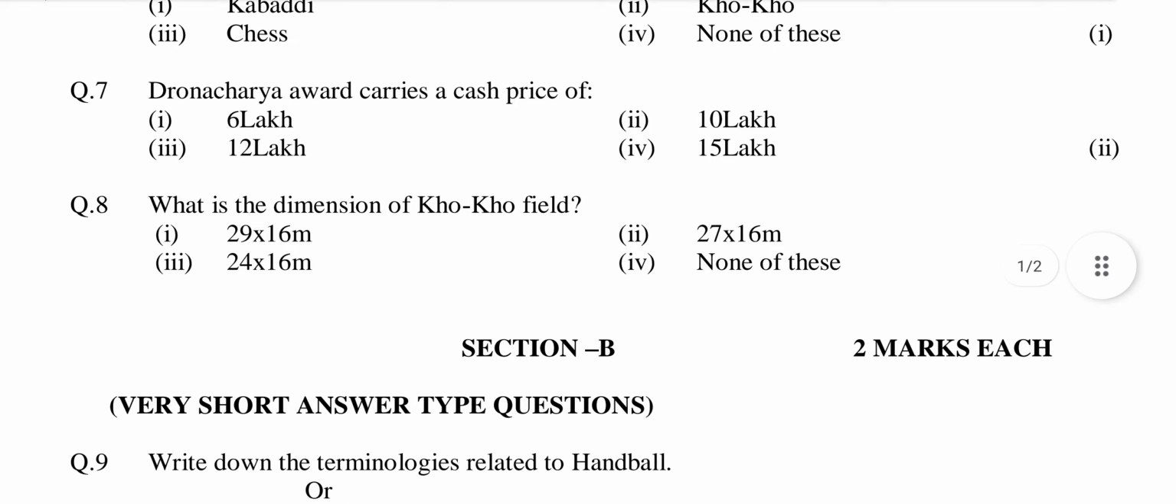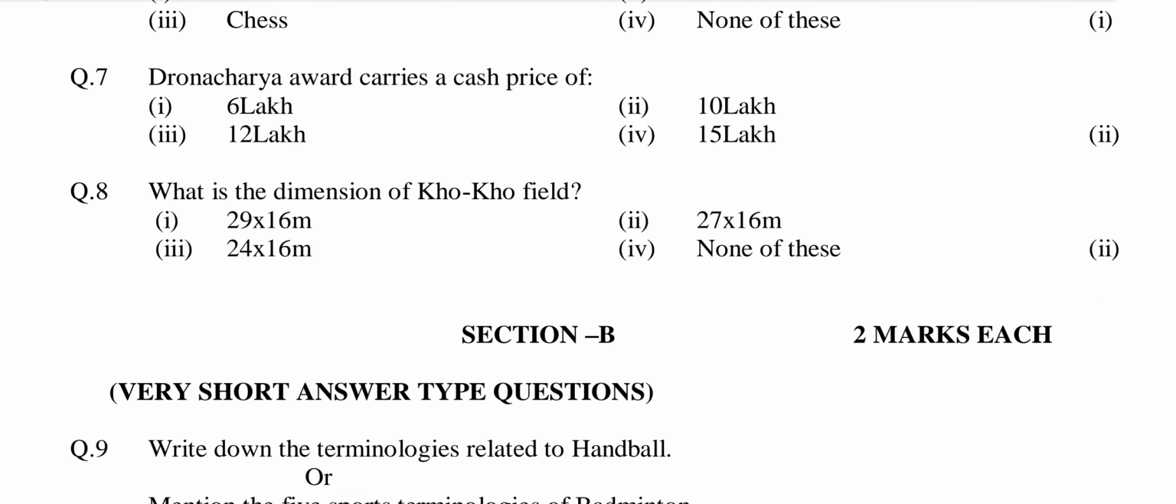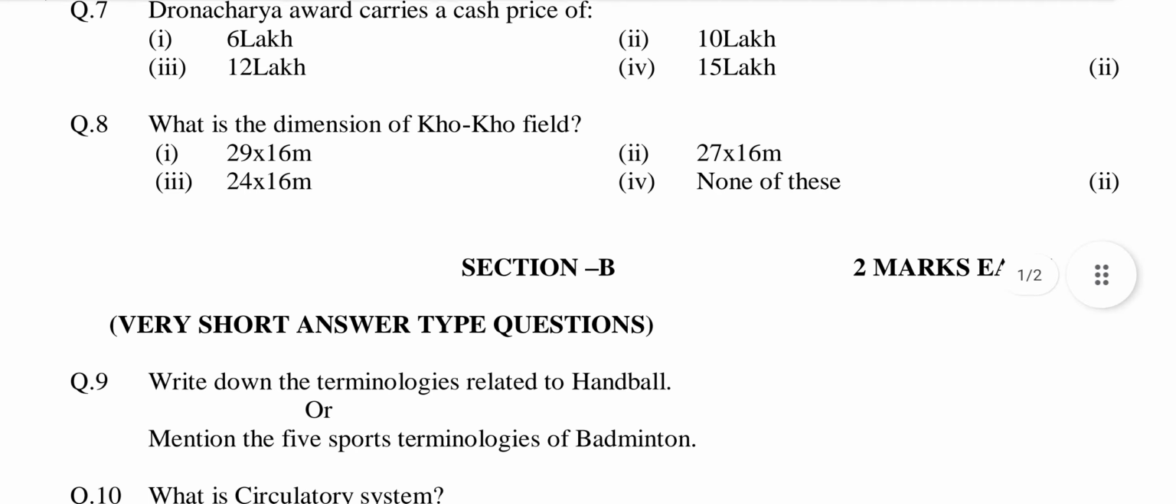Question number 7. Dronacharya Award carries a cash prize of option first, 6 lakh. Second, 10 lakh. Third, 12 lakh. Fourth, 15 lakh. Answer is option second, 10 lakh.